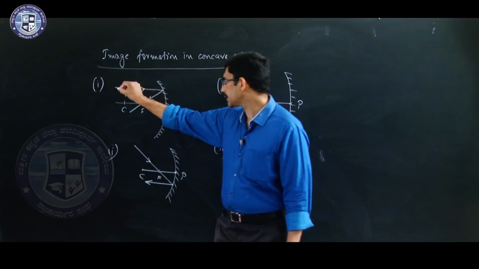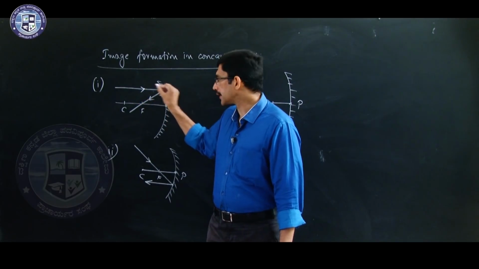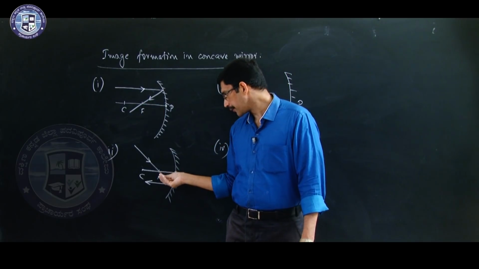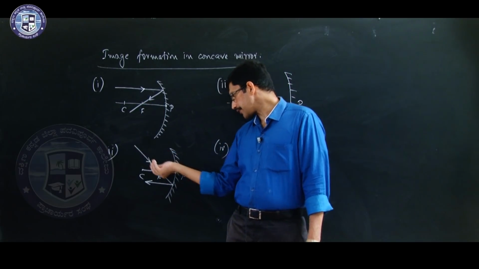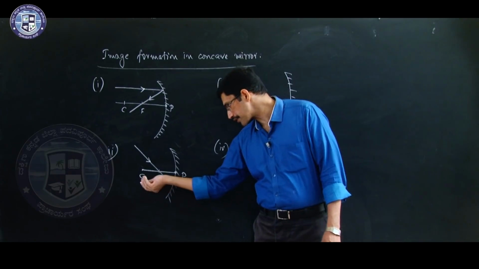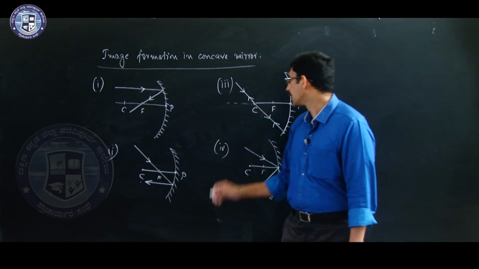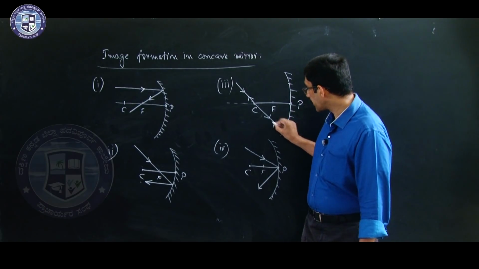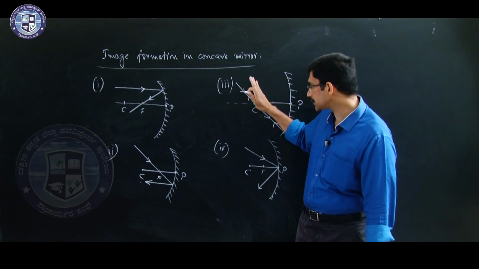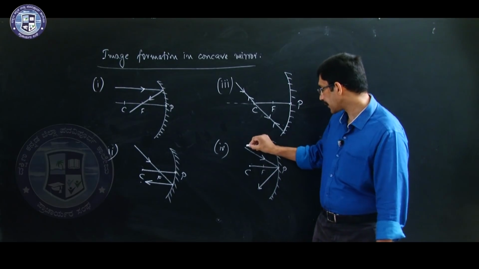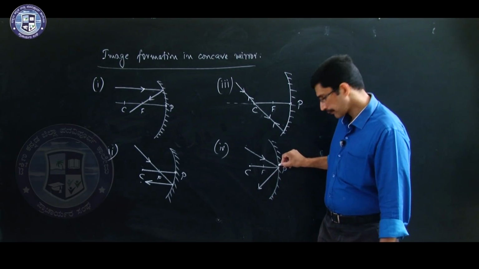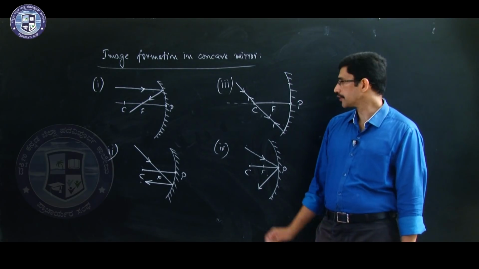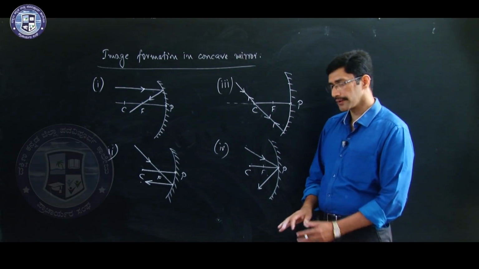So, the ray which is parallel to the principal axis, after reflection, passes through the focus. The ray of light which is passing through the focus, after reflection, becomes parallel to the principal axis. The ray which is passing through the center of curvature, after reflection, passes through the center of curvature; in fact, it retraces the path. And the ray which is incident at the pole undergoes reflection obeying the laws of reflection. So, these are the 4 rays.